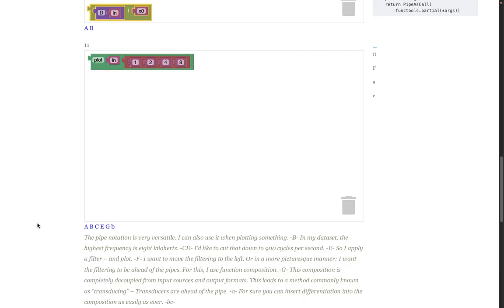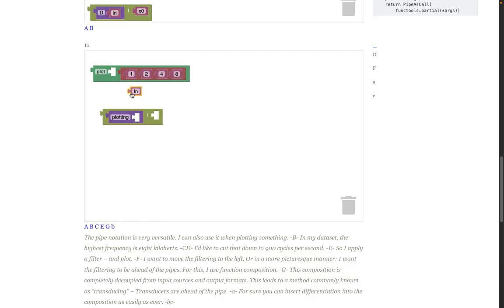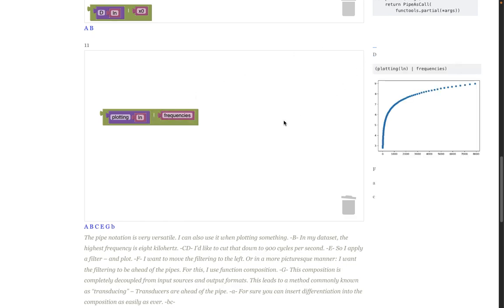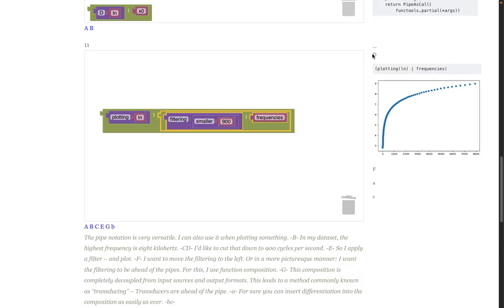The pipe notation is very versatile. I can also use it when plotting something. In my dataset, the highest frequency is 8 kHz. I'd like to cut that down to 900 cycles per second. So I apply a filter and plot.